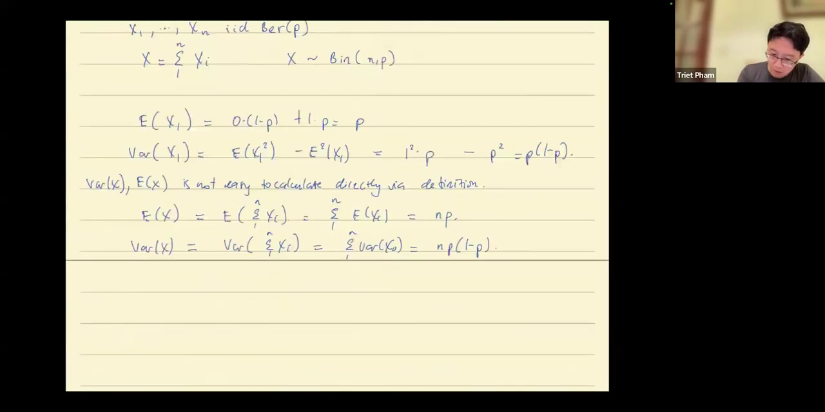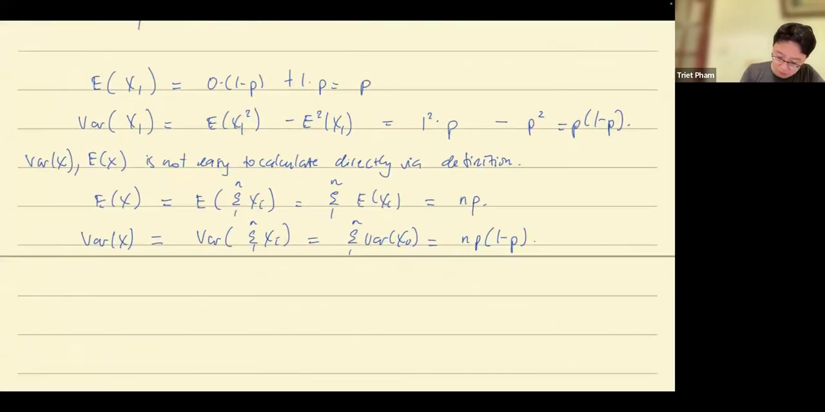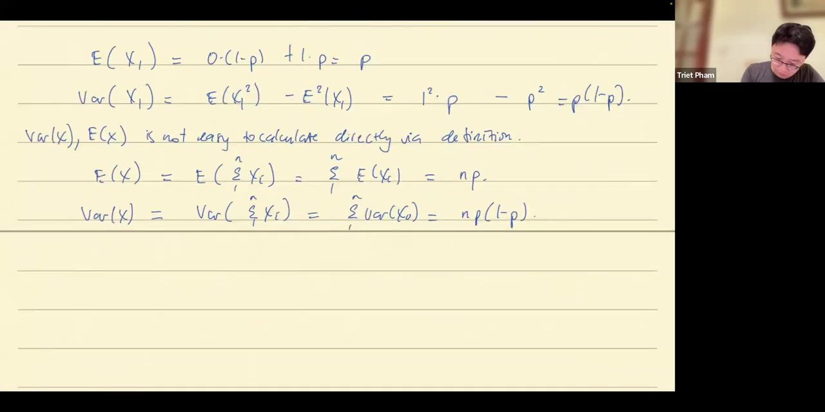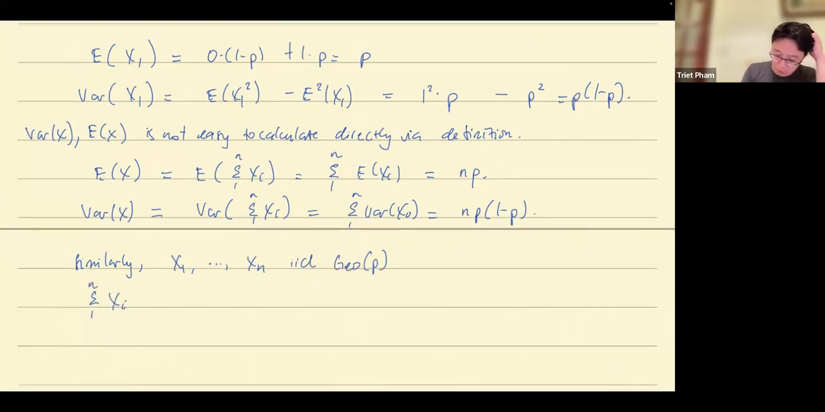So similarly, if you have X1 up to Xn, IID geometric P, then the sum of the Xi, i from 1 to n, if you call this X, then X will have a negative binomial (n, p) distribution.